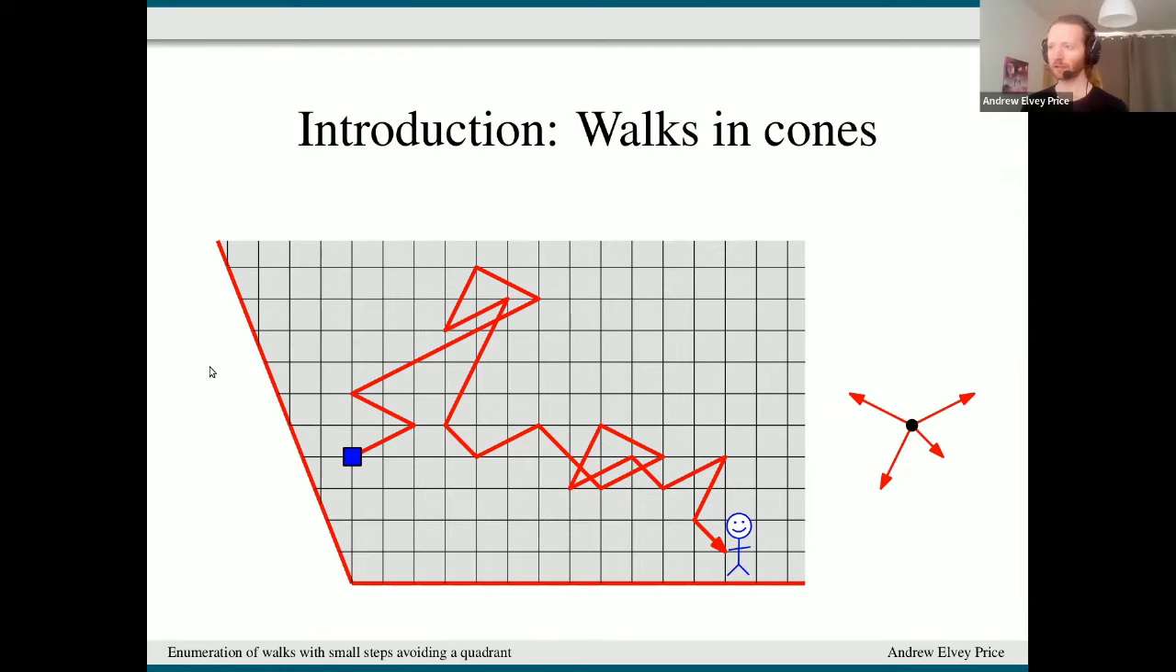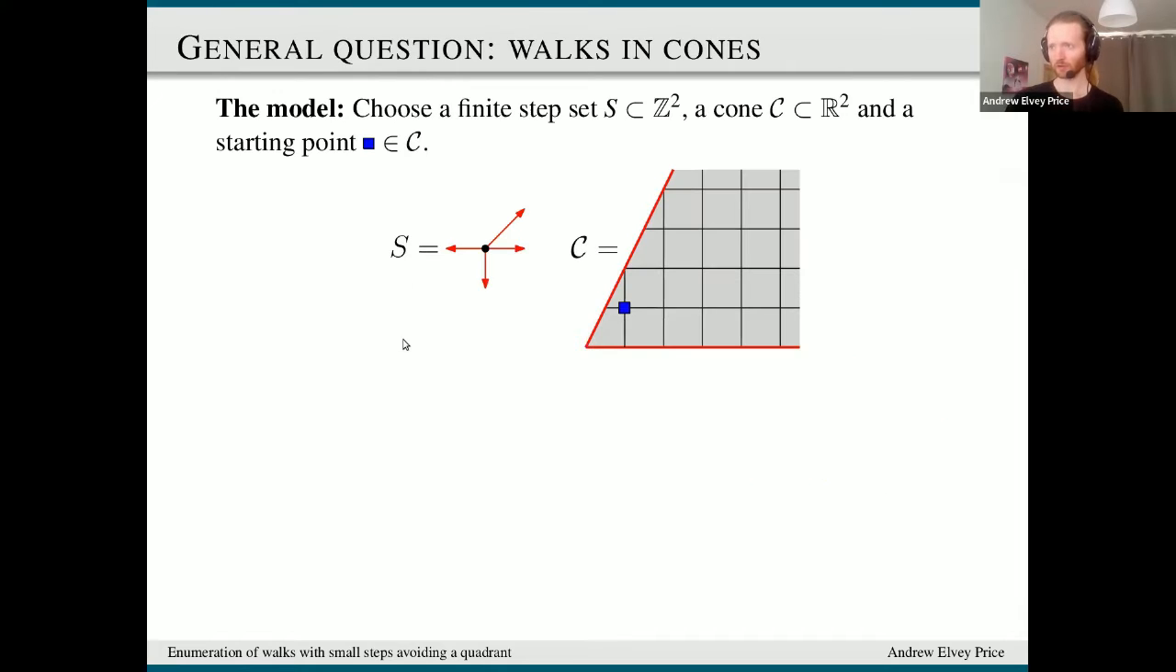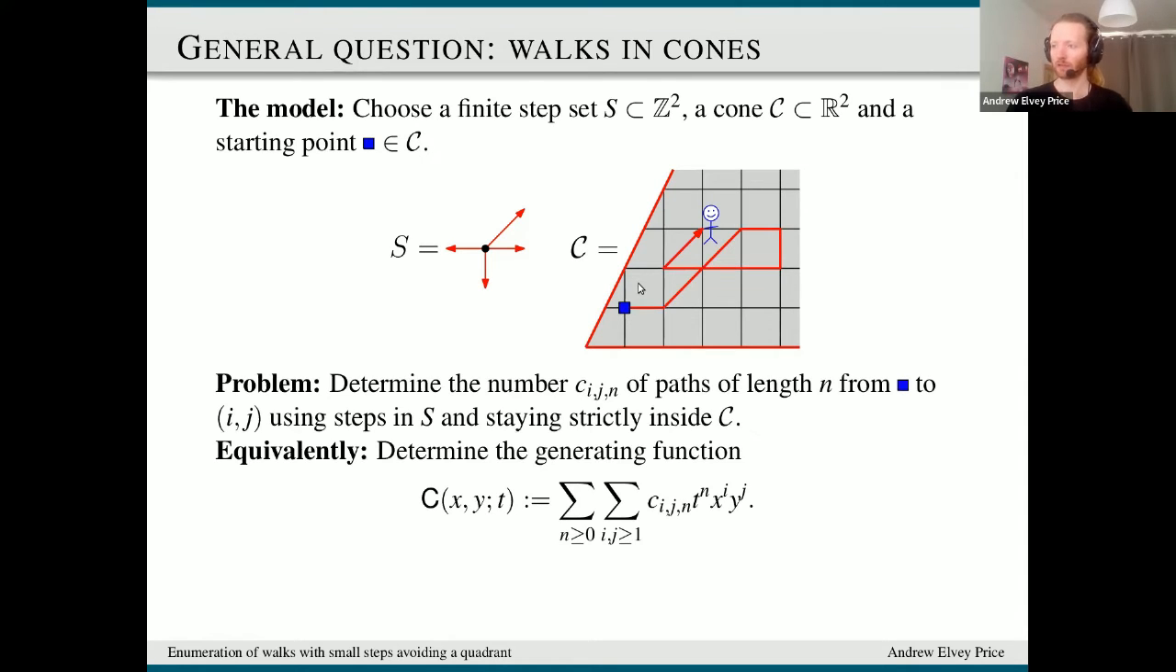This is a specific version of a more general question, which is that of walks in cones. The idea for walks in cones is that we take some step set, some finite subset of Z squared, and we take a cone in R squared, such as this one, and a starting point, which I'll always denote by the blue square. And we want to count the number of walks using this step set, starting at the blue square, of each length and ending at each point.